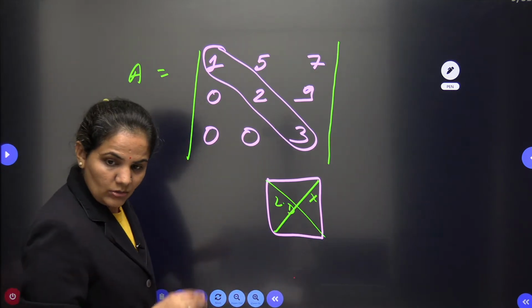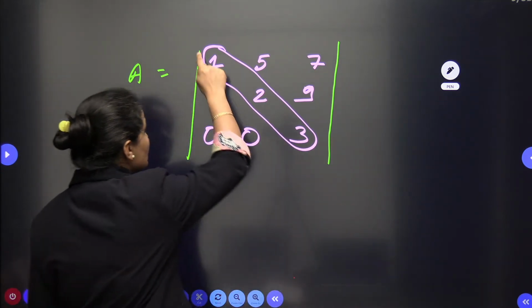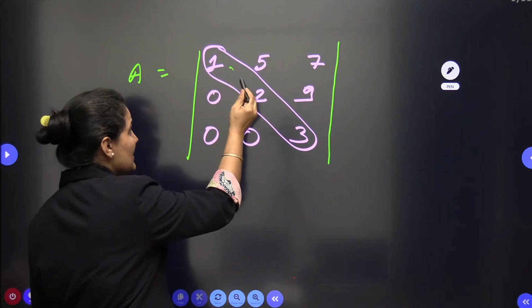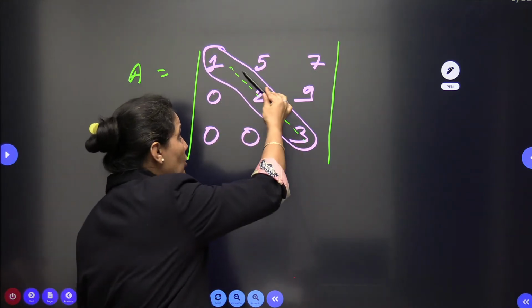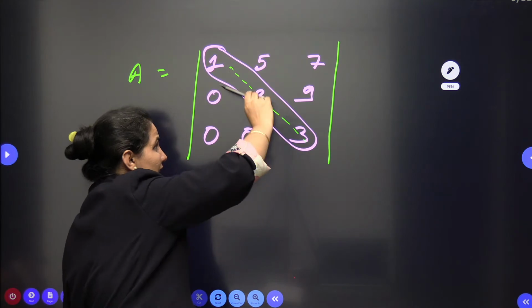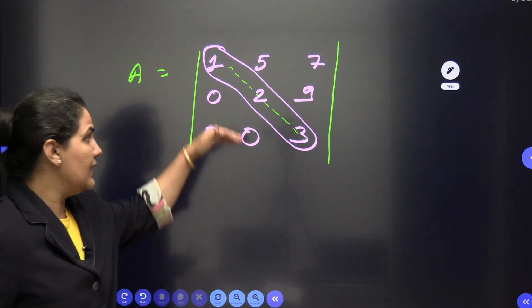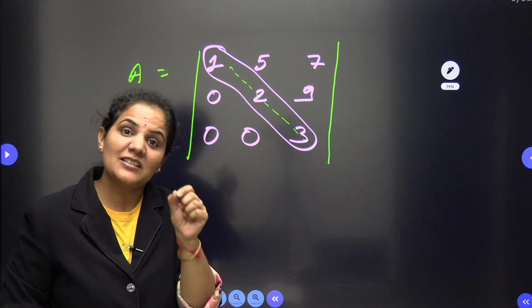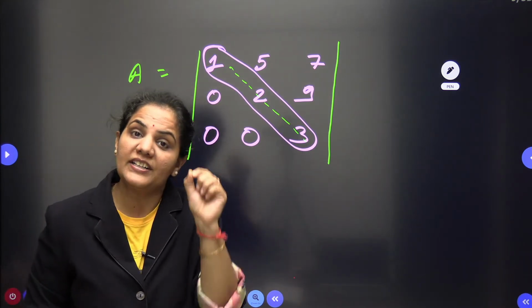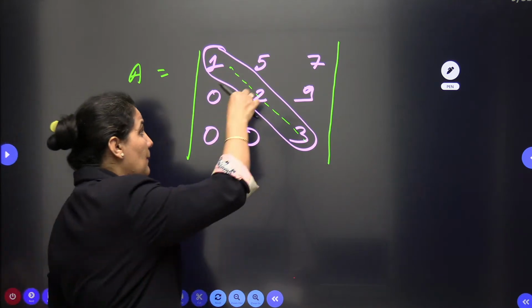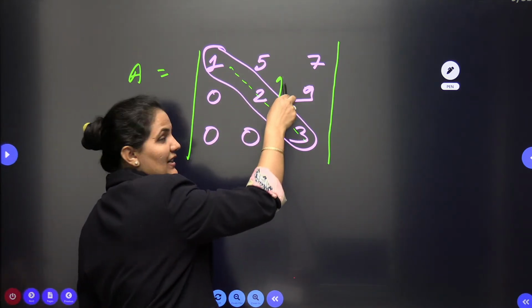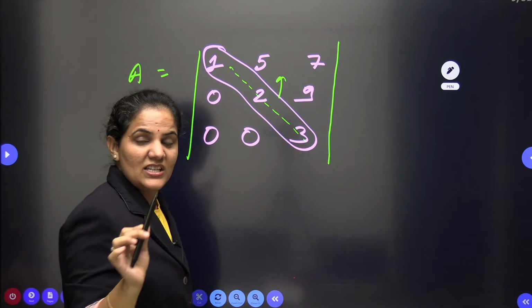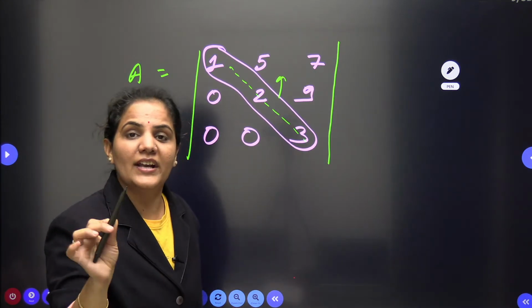So this is called the leading diagonal, and this is also a diagonal, but this is not a leading diagonal. I am talking about the diagonal only here. This is my leading diagonal. Below this leading diagonal, if all the elements are 0, then this matrix is called an upper triangular matrix. If above this leading diagonal all the elements are 0, then this is called a lower triangular matrix.